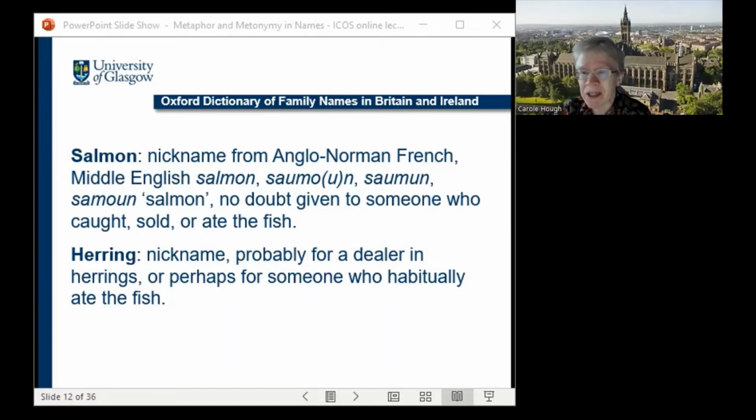Also, unlike the previous examples, the ambiguity of interpretation means that the type of surname is also ambiguous. If it refers to someone who characteristically ate salmon, then it's a characteristic surname. If it refers to someone who caught or sold it, then it's an occupational surname. Exactly the same ambiguities apply to herring, probably for a dealer in herrings, occupational, or perhaps for someone who habitually ate the fish, characteristic. But both interpretations are based on metonymy.